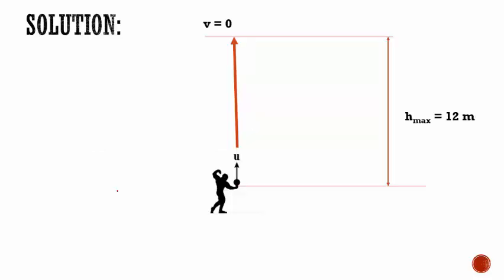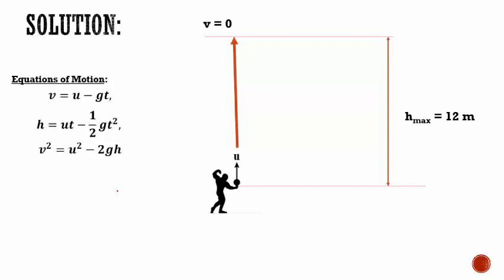When a particle is traveling against the gravity, the equations of its motion will be v = u - gt, h = ut - ½gt², and v² = u² - 2gh. For the first subdivision of the problem, for the available data, we can use the third equation of motion, that is v² = u² - 2gh.